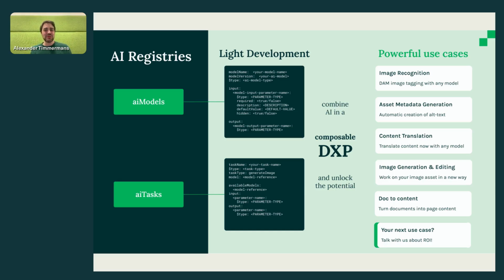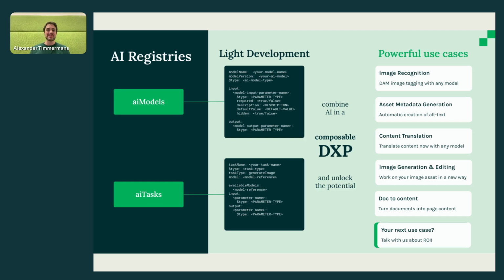As said, we're not going to do a deep dive here into all the details, but I just want to highlight we are continuing there, extending the possibilities, with new models you can use. Something I want to stress repeatedly is that with this AI registry and AI models, it's not that we provide software that only works with the models that are out there today. With this AI registry, you migrate to 6.4, half a year later a new model comes out, and you can use it. You just configure it with light development into the registry and you have it. With that, you can combine AI in a composable DXP and unlock the potential.